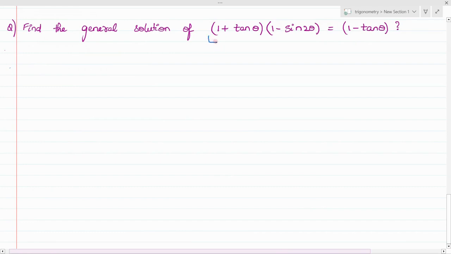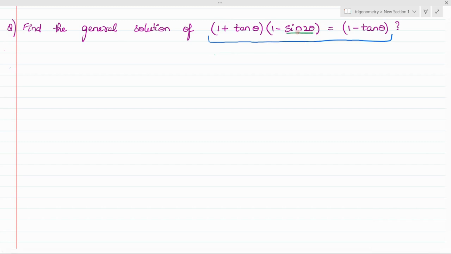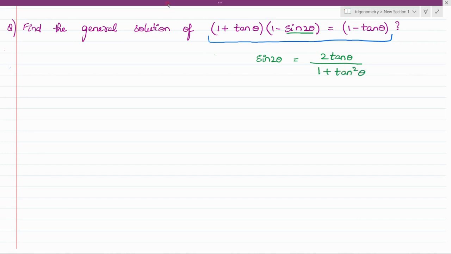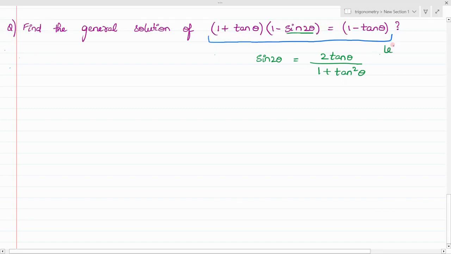Find the general solution for this equation. If you observe here, on the RHS and LHS, what is common? Tan theta is common, something related to tan. So here we need to convert this sine 2 theta in terms of tan. So there's a formula, right? Sine 2 theta can be written as 2 tan theta by 1 plus tan square theta. So use this formula, substitute over there, and also for easier calculation, assume tan theta is some variable t.